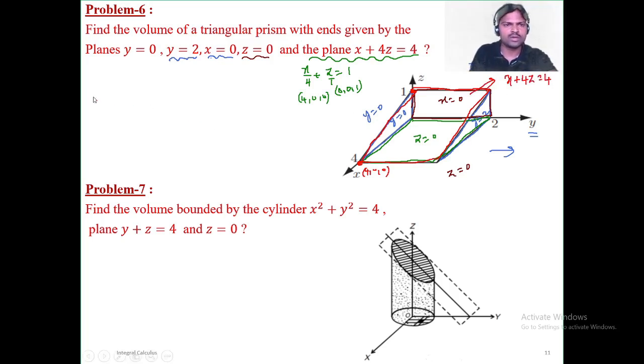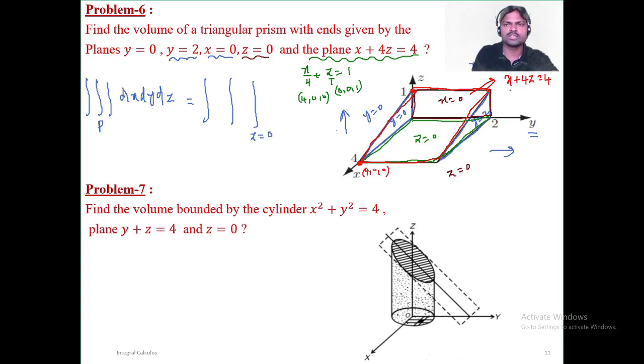Now let's look at the volume of such a solid, such a prism. So let us write dx dy dz, right? I will write the limits and you proceed. First let us write the z limits. z should vary vertically, in this direction, starting from the xy plane, so z is 0, ending at this red color plane, x plus 4z is equal to 4.